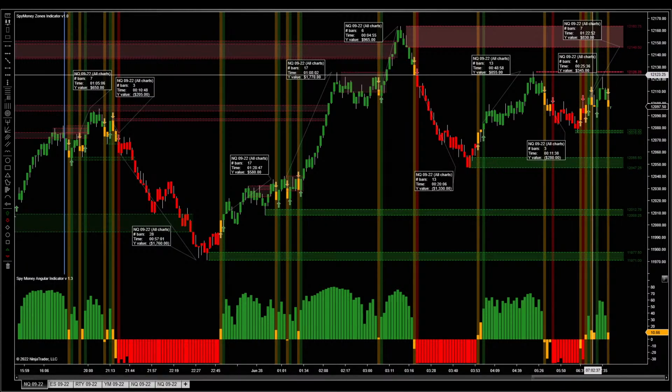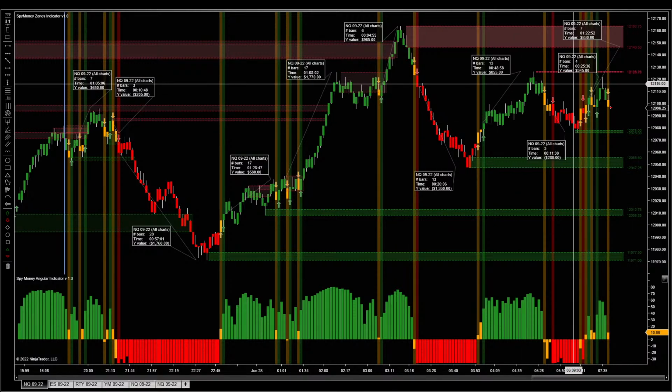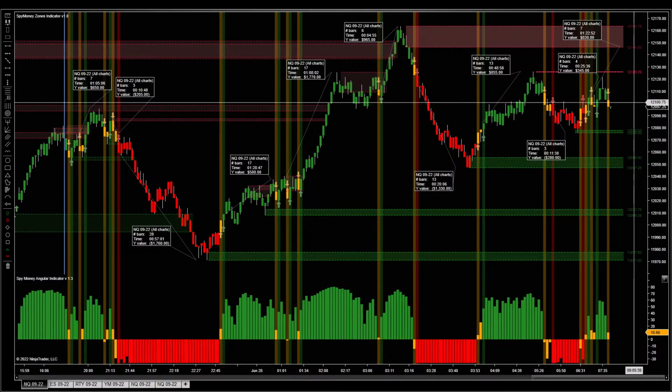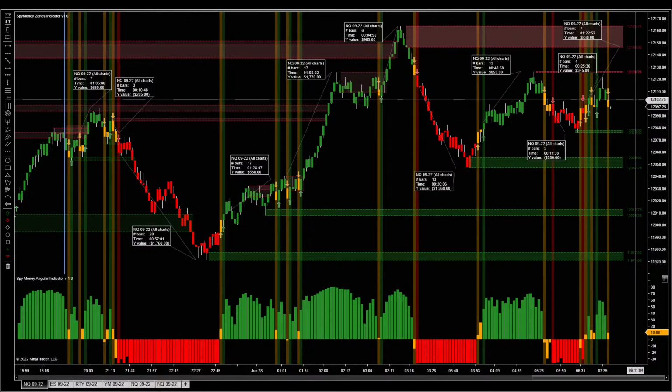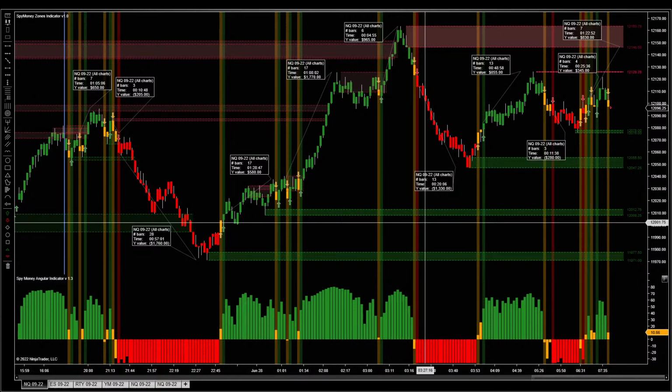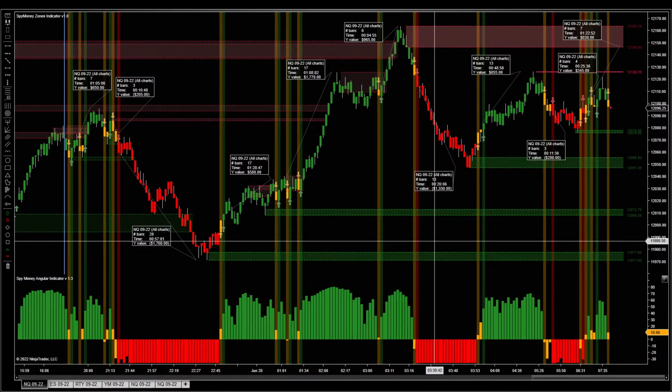We did make a lower high right here, so that's not real good to go higher, but it may do it. Never know. So that's how the angular worked last night.